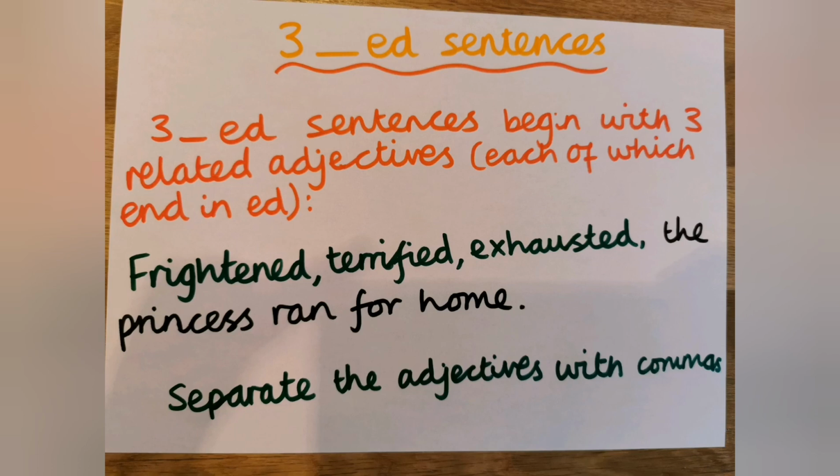3 ED sentences begin with 3 related adjectives, each of which ends in ED. Frightened, terrified, exhausted, the princess ran for home. Each of the adjectives is separated by a comma, and then we need another comma before the clause starts.